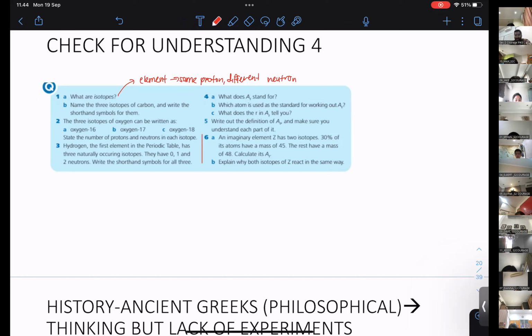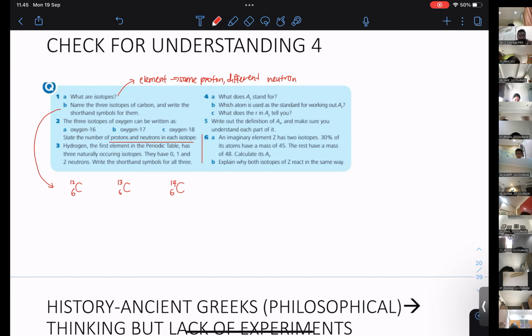Dave, can you name the 3 isotopes of carbon and then write the shorthand symbols for them. Carbon, how many? There are 3. So carbon 12, carbon 13, carbon 14. You just need to put 6 over there. Then the 3 isotopes of oxygen can be written as this. State the number of proton and neutron in each of the isotopes.